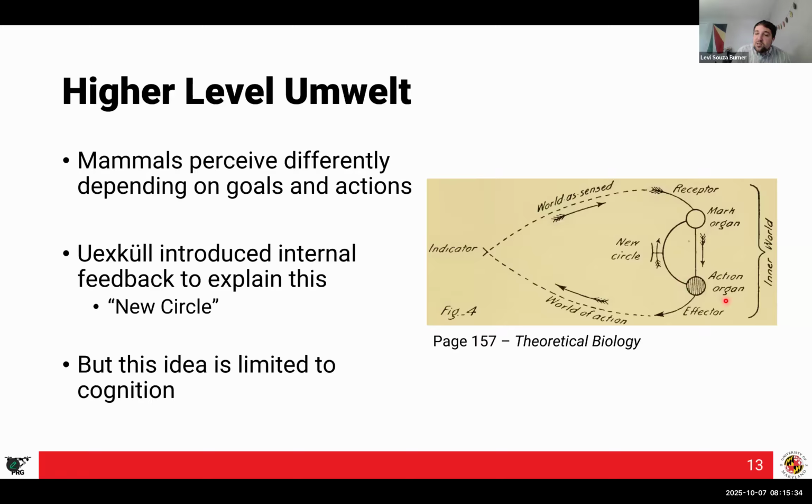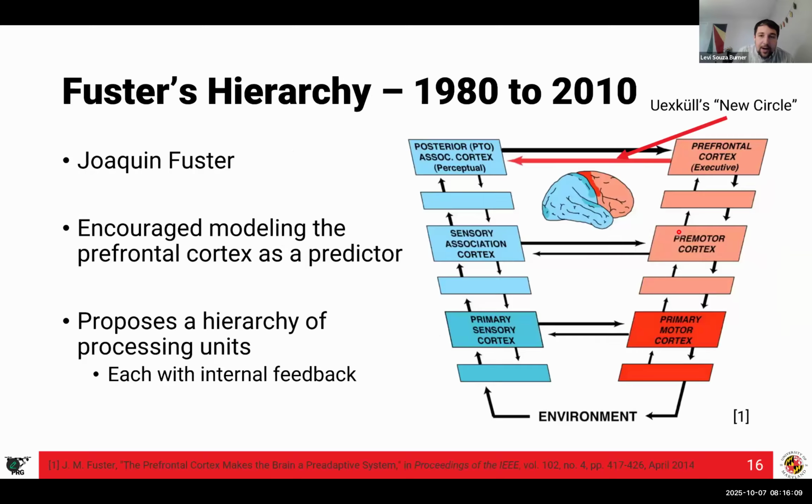And to explain this, Uexküll introduced what he called the new circle. This is an internal feedback from the action system to the perception system, the mark organ here. And it's supposed to tell the perceptual system what it's looking for and why, so that it recognizes objects not just as shapes, but as something that maybe could be drinking from, as it would be the case if the action system wanted to take a drink of water. But Uexküll limited this idea to the very highest levels of cognition and said only the higher animals like monkeys and humans would have this. He turned out to be right.